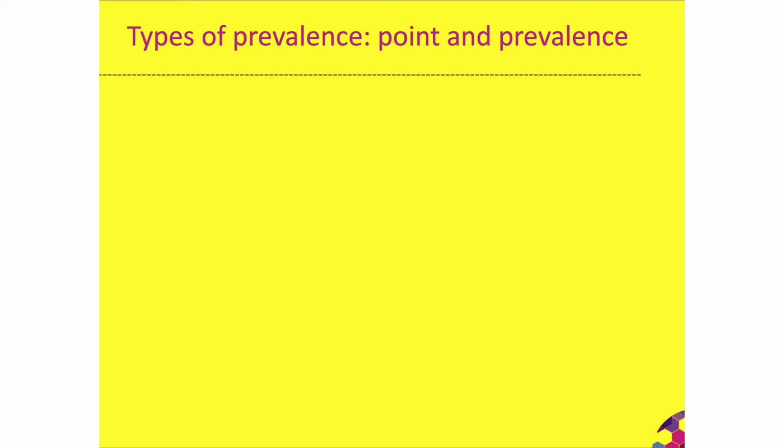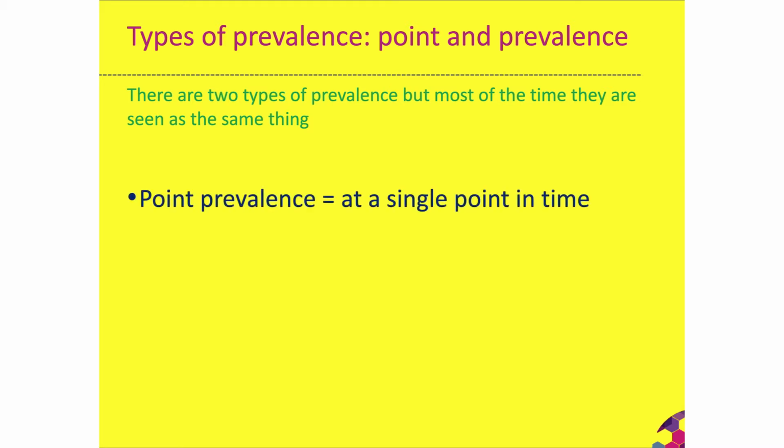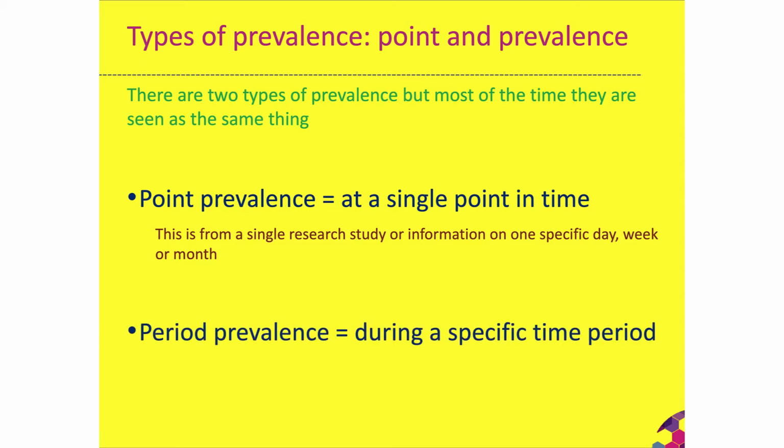There are two broad types of prevalence: point prevalence and period prevalence, and generally they are seen as the same thing or very similar thing. So point prevalence occurs at a single point in time. This is from a single research study or information on a specific day, week or month, while a period prevalence is prevalence during a specific time period. And this is usually a year, but sometimes can be months or many years.